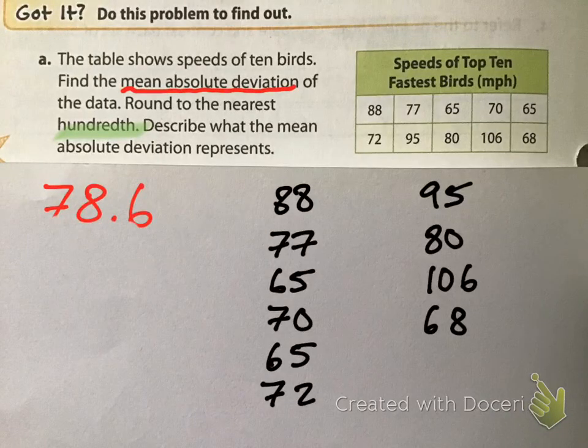Now, here's why it's called absolute deviation. Because I want to subtract one from the other. For example, I want to subtract the number here from this number. But what happens when I subtract 88 from 78.6? What happens when I do that? What number does it give me?